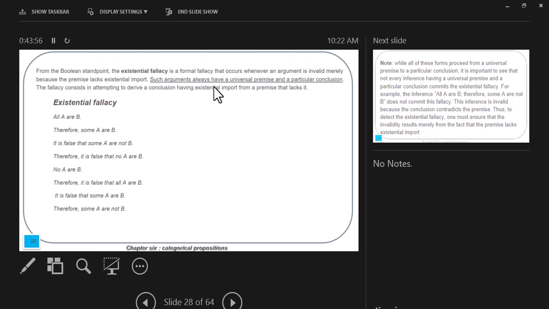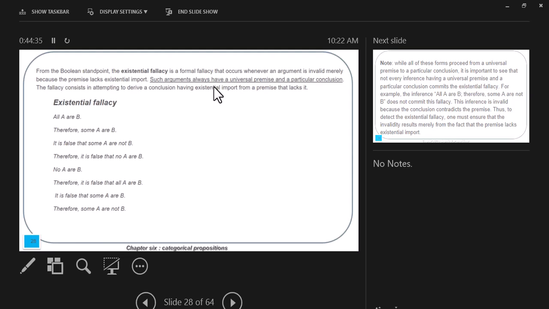You may doubt how "it's false that all A are B" is a particular statement. Who can tell me why it's a particular statement? No A are B, therefore it's false that all A are B. The conclusion is what? Particular statement, right? If you came across such kind of statement, all you have to do is to change both the quality and the quantity. It's false that all A are B means some A are not B, right? If you find the expression such as "it's false that," all you have to do is just change both the quality and the quantity, right?